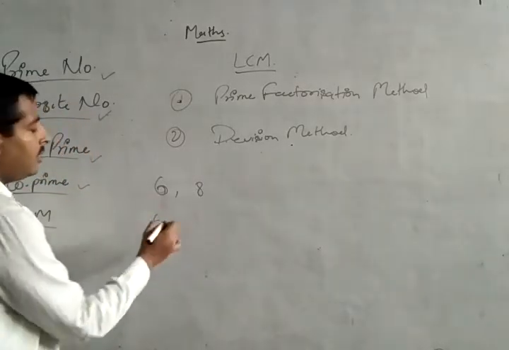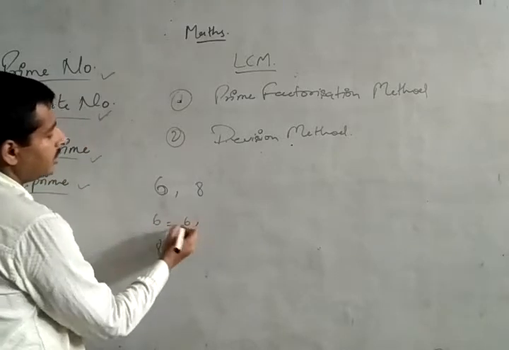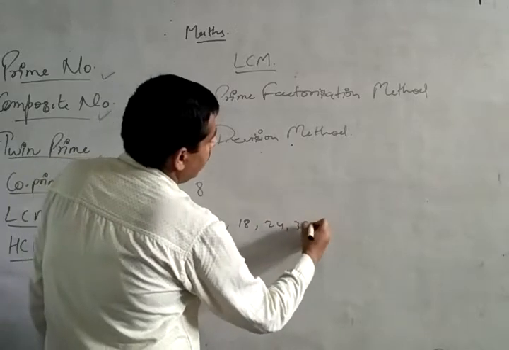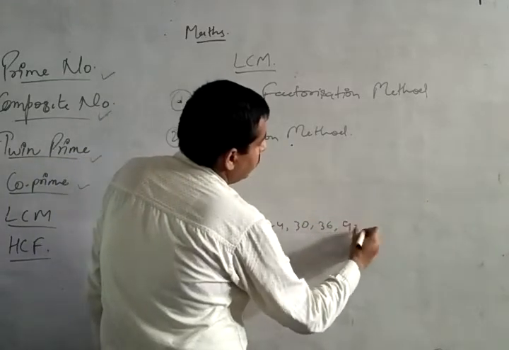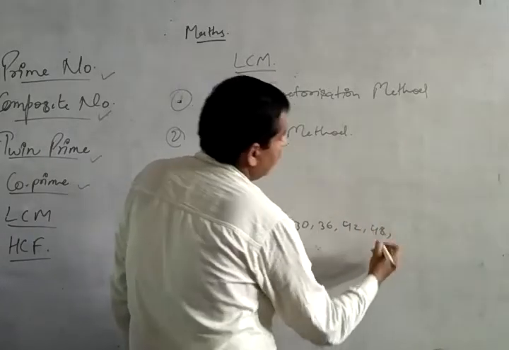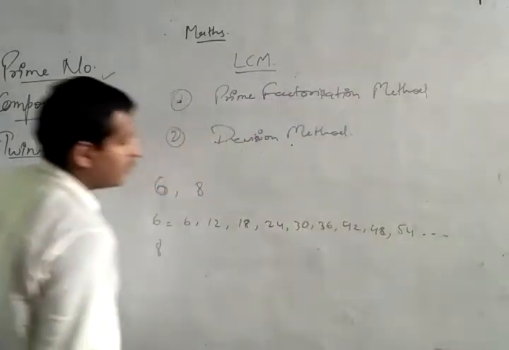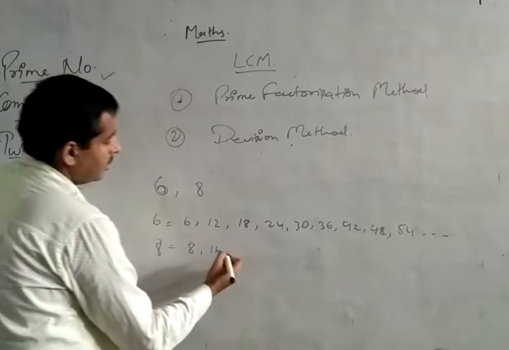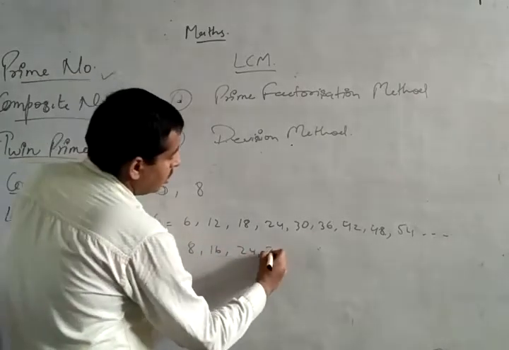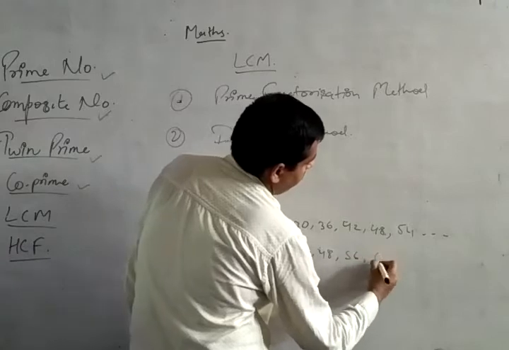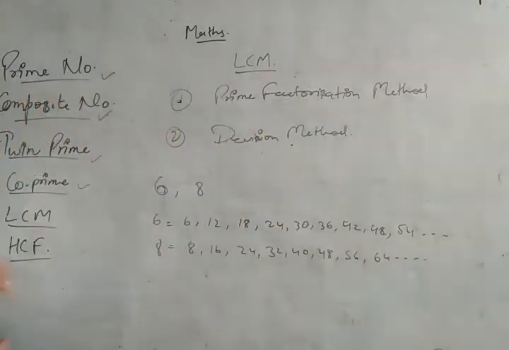We have studied it before that multiples of 6 are 6, 12, 18, 24, 30, 36, 42, 48, 54, likewise. And multiples of 8 are 8, 16, 24, likewise. These are multiples of 6 and 8 respectively.